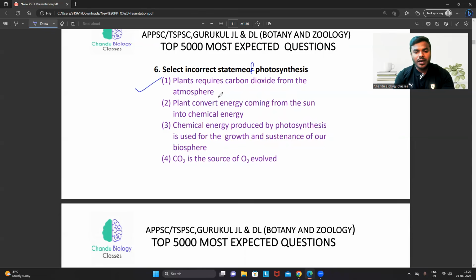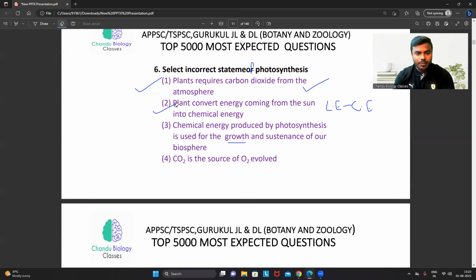You only look into option 1. Plant requires carbon dioxide from the atmosphere. Of course, true. Because plants will take the carbon dioxide from the atmosphere, then they will start the reduction. Plant converts energy coming from the sun into chemical energy. Obviously, right? The plant is going to convert the light energy into chemical energy. Option 2 is also right. Option 3, chemical energy produced by photosynthesis is used for the growth and the sustenance of our biosphere. Of course, true, right?